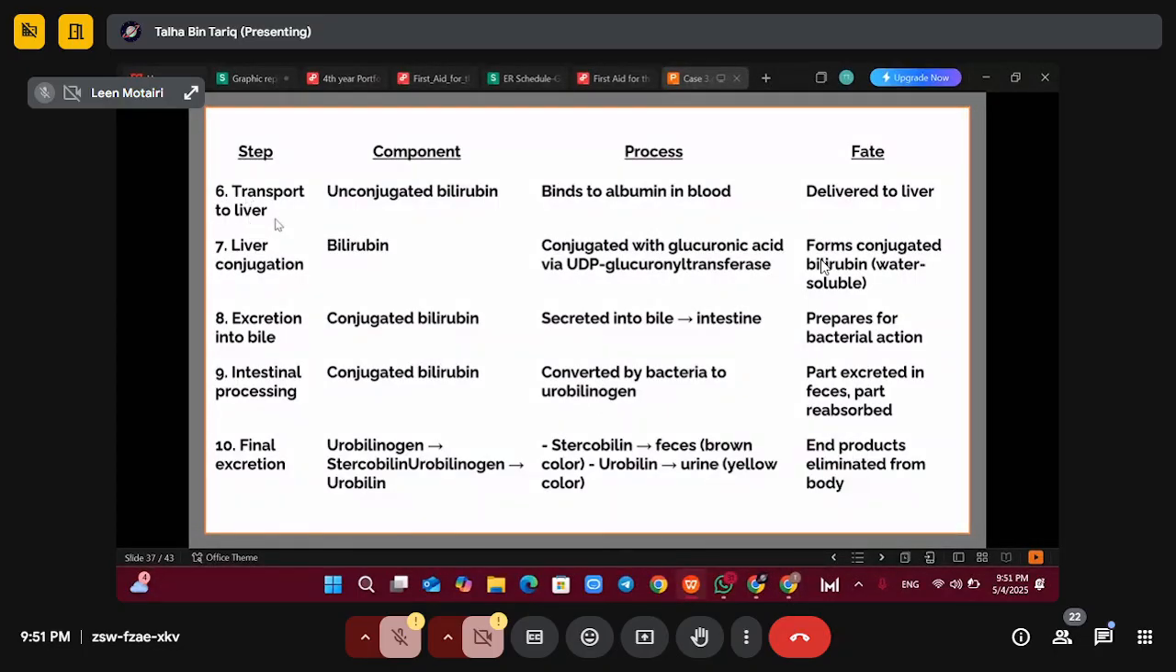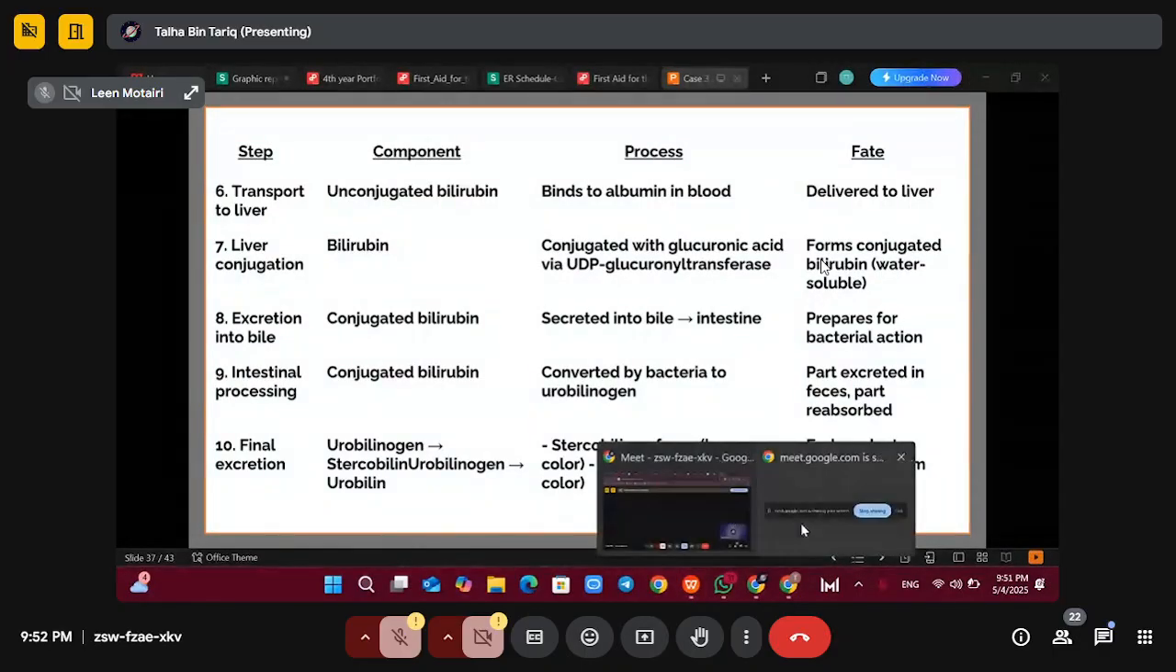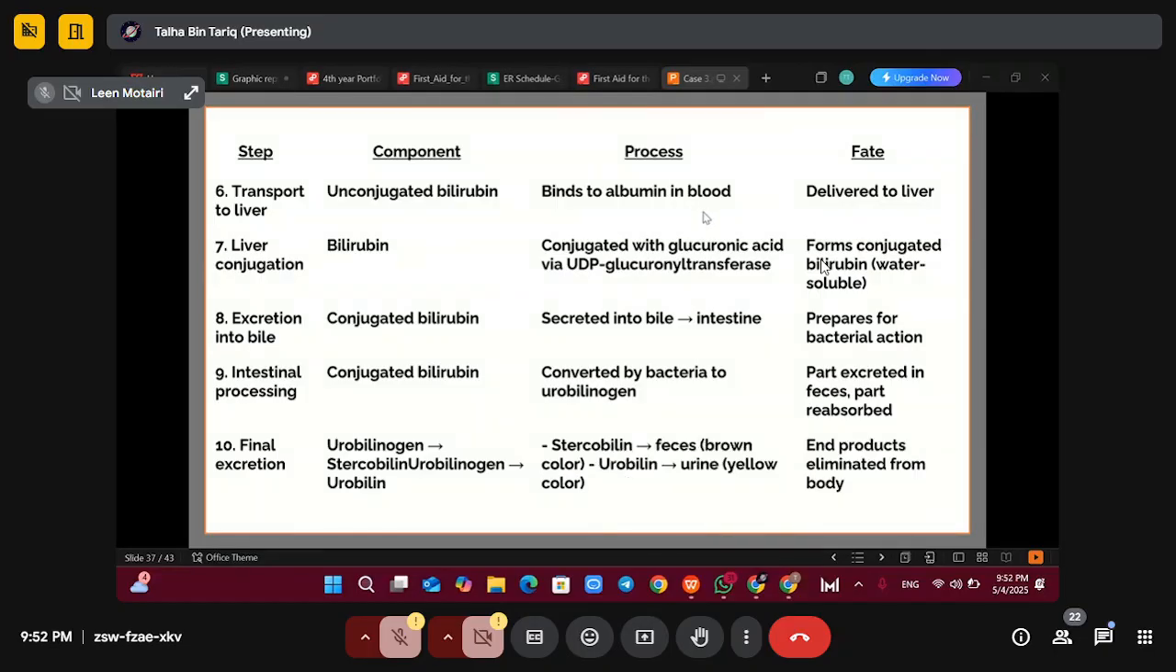you will take this unconjugated bilirubin to the liver. Within the blood, it will bind to albumin, right? It's binding to albumin so that it can get transported. I told you unconjugated bilirubin is insoluble in water, so it cannot be transported in the blood. It needs a transport protein. The transport protein is albumin. So it will join with albumin, go to the liver, and be delivered to the liver.